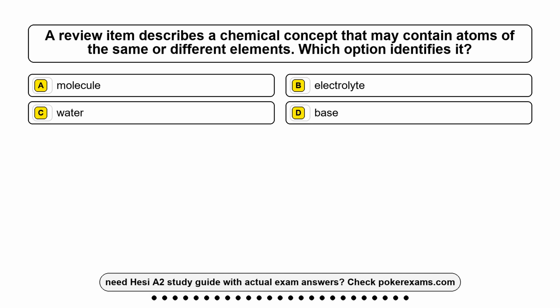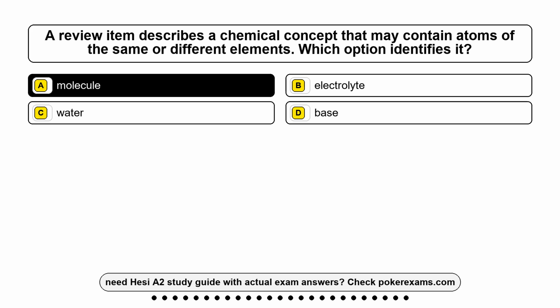Question 1. A review item describes a chemical concept that may contain atoms of the same or different elements. Which option identifies it? Option A, molecule. Option B, electrolyte. Option C, water. Option D, base. The correct answer is option A, molecule.